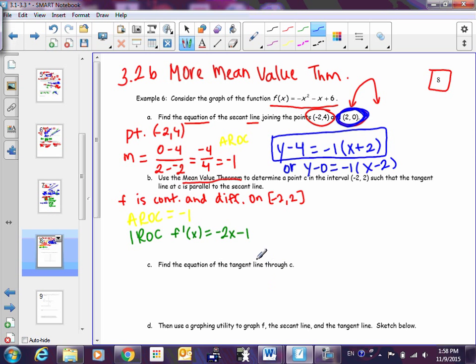So mean value theorem. There's lots of different ways to say it, but it's what we want to do. It's where these two things equal each other. The derivative equals the average rate of change, the slope of the secant line. So you always want to set up an equation, and then you're solving for x. So go ahead and solve for x in this equation, and that's your answer to this part.